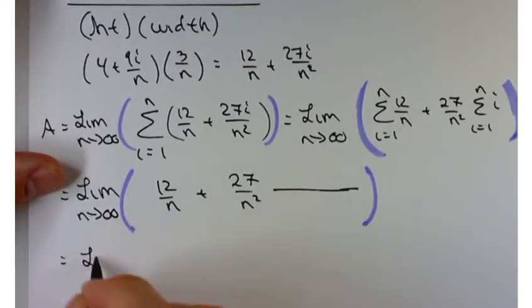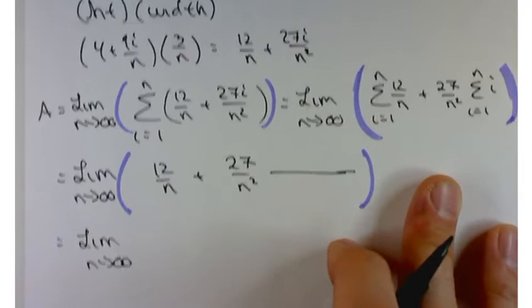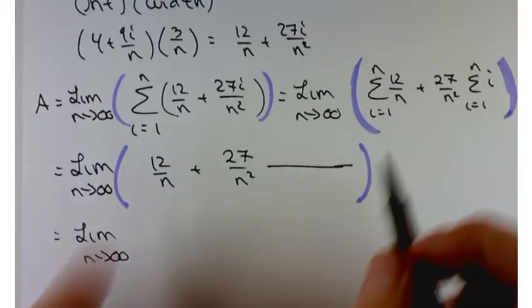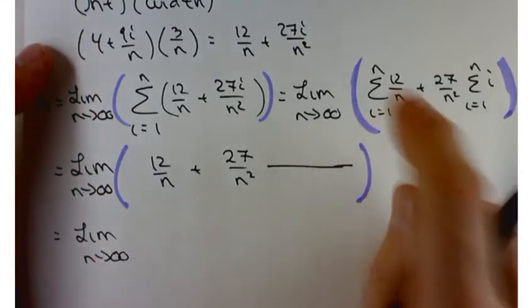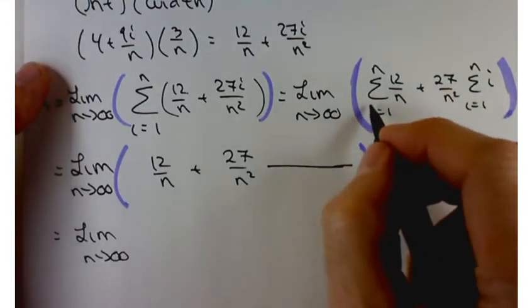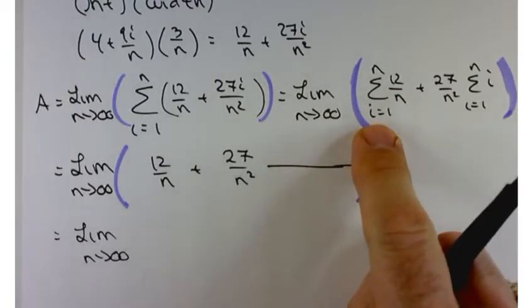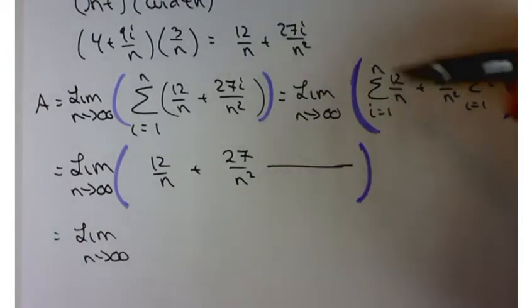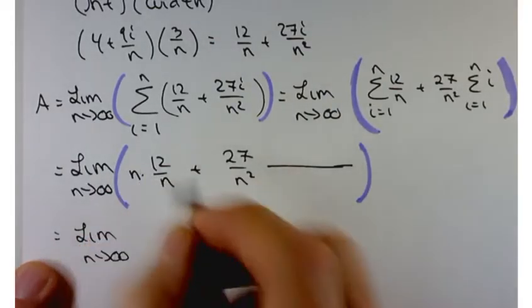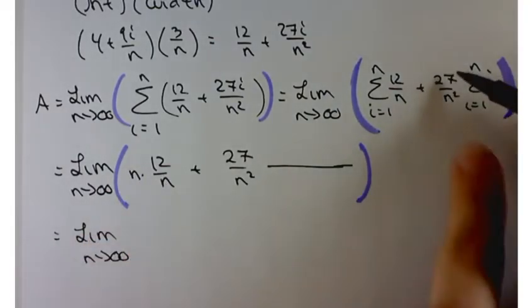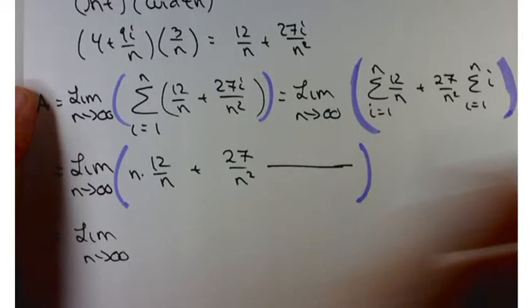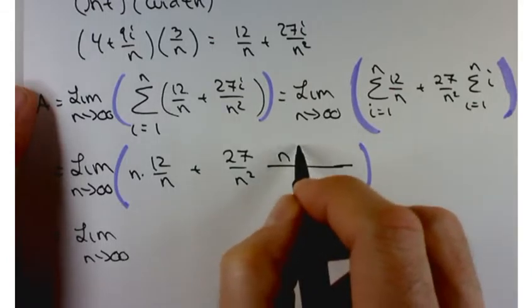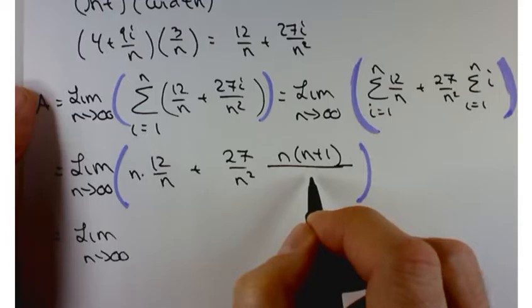How you guys doing on these? Okay. So the first thing to do is to replace these with some formulas. This is a constant. It does not depend on our index of summation here. So it's just going to be n times the constant. So I'll have an n here times 12 over n. This is a constant times the formula for the sum of the first n integers. What's that formula? Good. n times n plus 1 over 2.